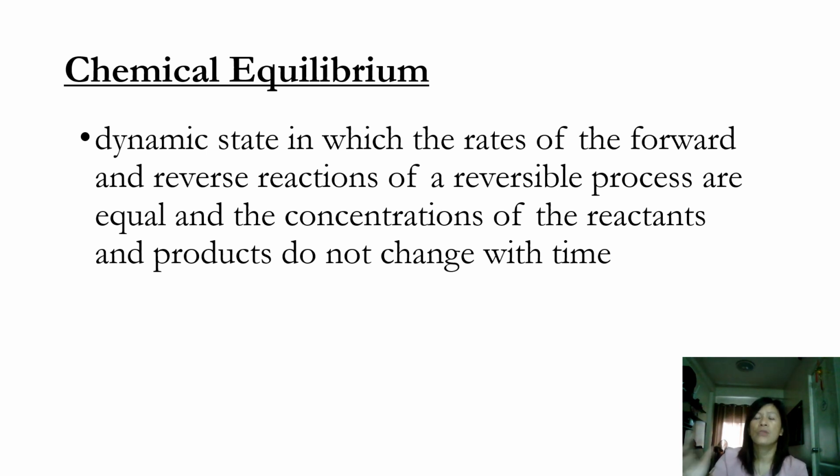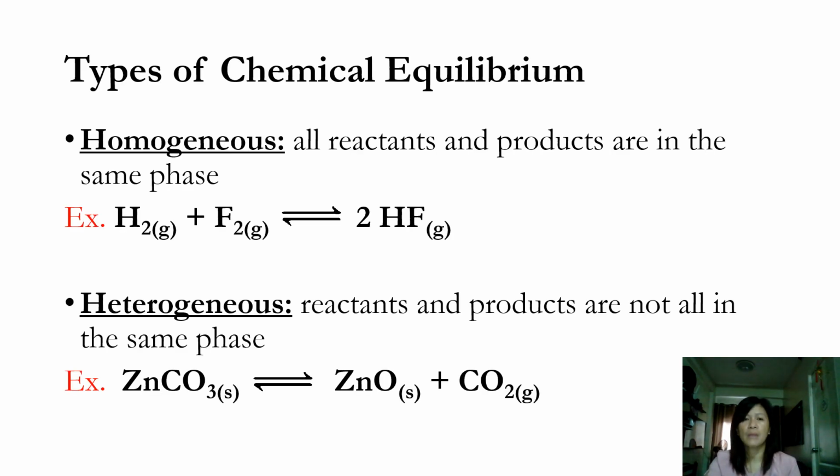That is, the reaction may occur forward and reverse or backward. And when the two reactions, forward and backward, occur at the same rates and the concentrations of the reactants and products are no longer changing, they are already constant, the chemical reaction is said to be at chemical equilibrium. We have two types of chemical equilibrium. We have homogeneous and heterogeneous equilibrium.